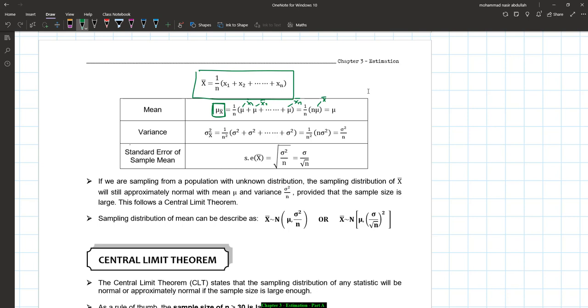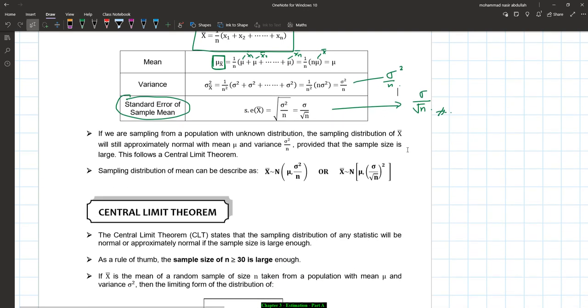This is a standard error, the standard error of the sample mean. So the standard error of the sample mean is the variance divided by the sample size, and we take the square root because it is a standard error. So sigma divided by square root of n. This is a variance of the sample mean, sigma squared divided by n. If you take the square root of n, then you get the standard error of the sample mean. So this is a sampling distribution of mean for a normal distribution.